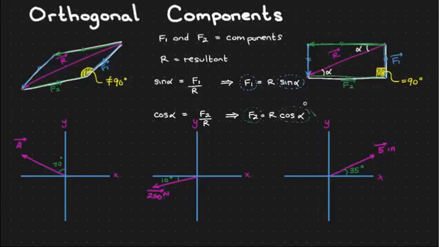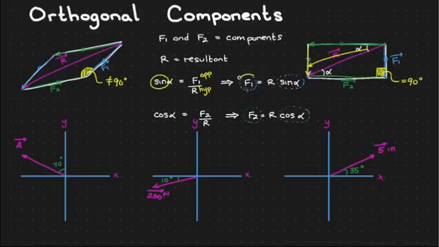Well, that's not correct. That is absolutely not correct. It has nothing to do with that. In fact, it has everything to do with the definition of sine and cosine. By definition, in orthogonal components, where the components are 90 degrees to each other, sine is always opposite over hypotenuse. If you look at F1, F1 is the component that is opposite of alpha.